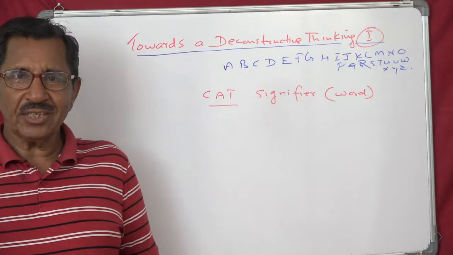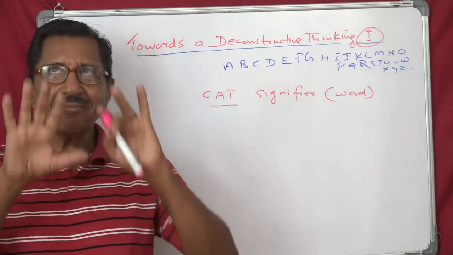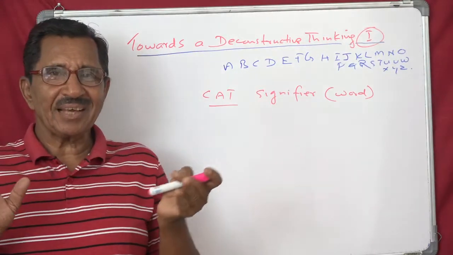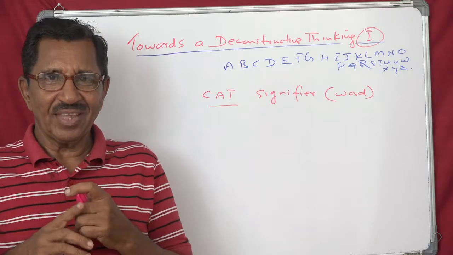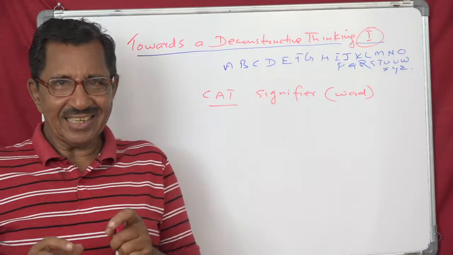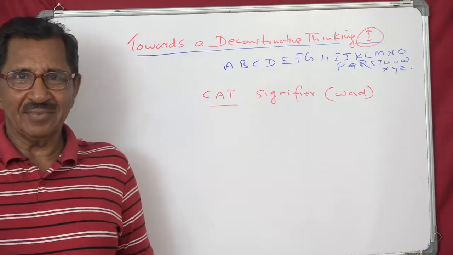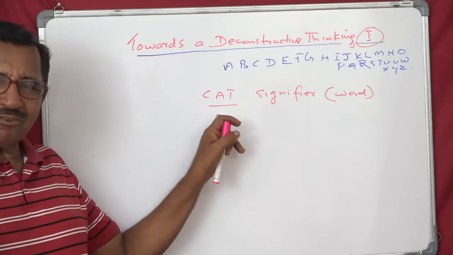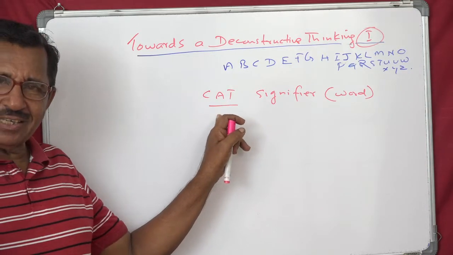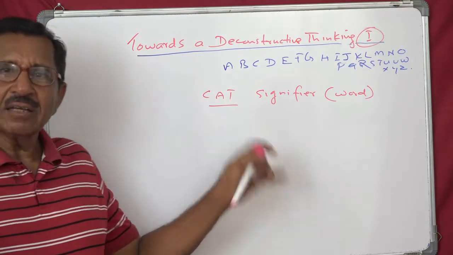But the moment I say cat, some mental picture comes in front of you. A cat with a tail and paws. Isn't it? A beautiful creature, so to say. How did you get this? Can you find tail here? Can you find ears here? Can you find teeth here? Can you find the fur here? Can you find anything of cat here? No.